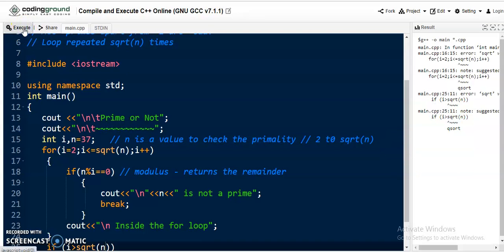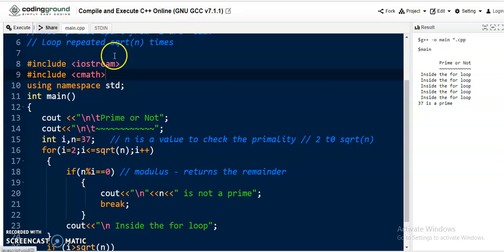sqrt is a function. Yeah, I got an error. There is a need to include the header file. So I am going to include the cmath header file. The function sqrt is defined inside cmath, in the C programming language. So let's check. It's only going to repeat square root of n times.